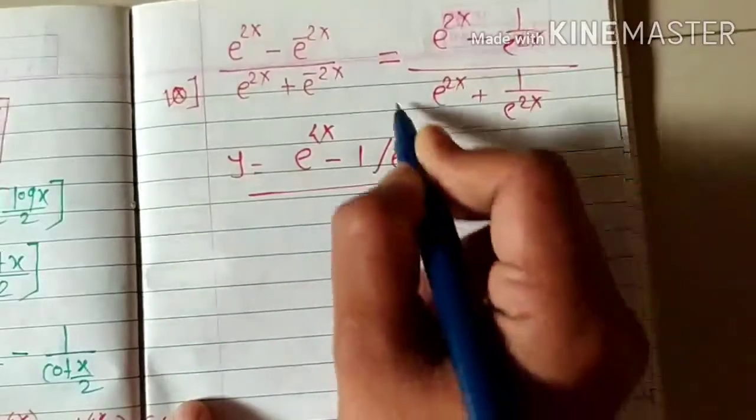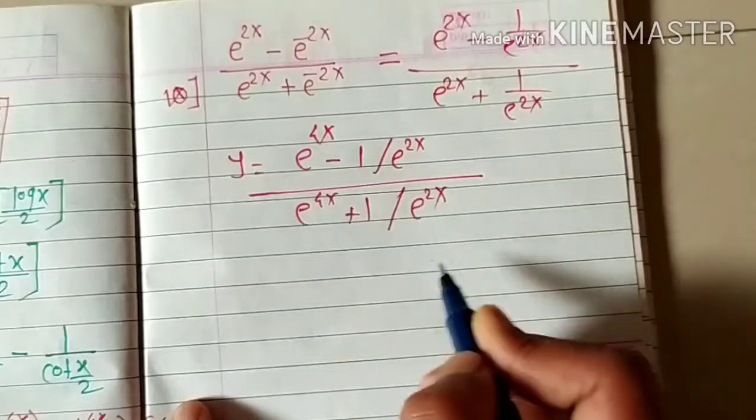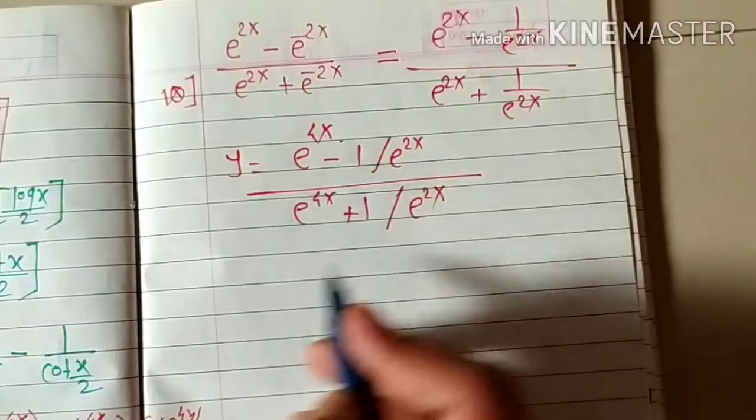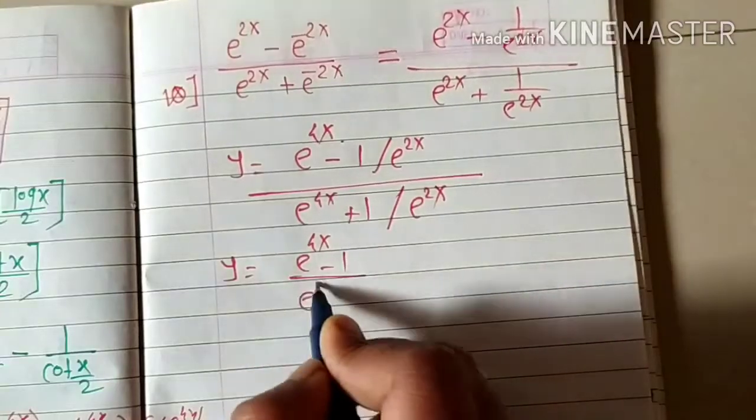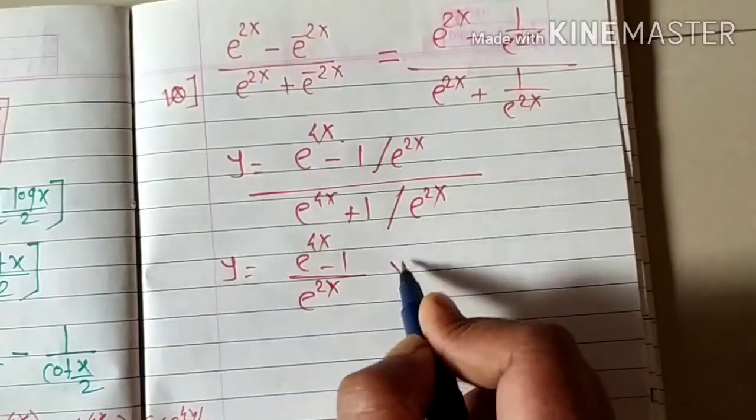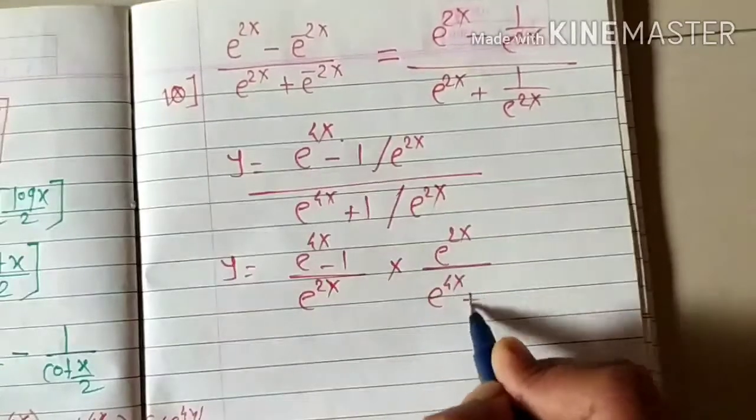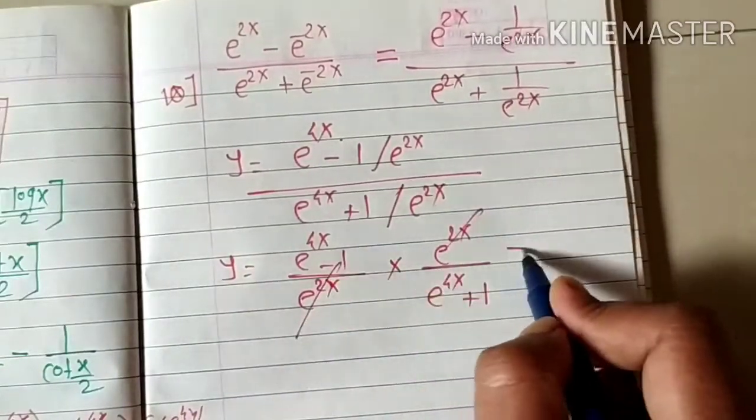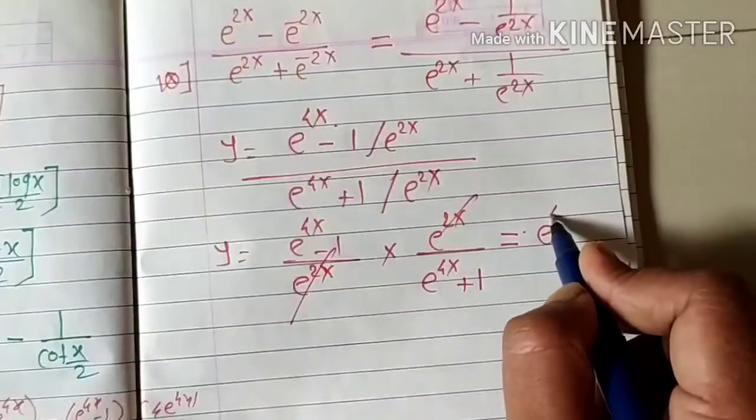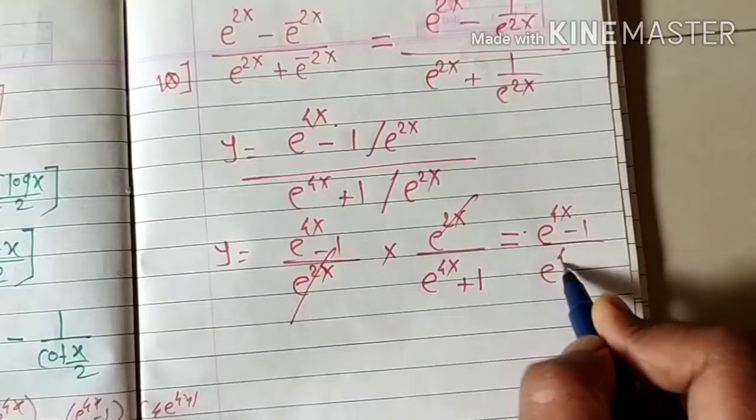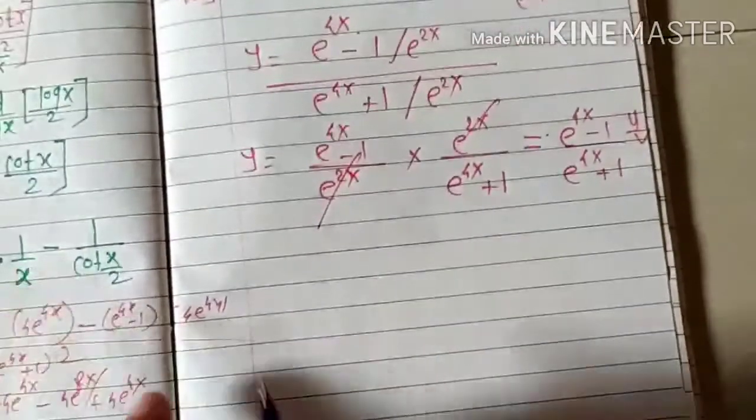Okay, then same thing here, e raised to 4x plus 1 divided by e raised to 2x. It is a upon b divided by c upon d form, so what we get is e raised to 4x minus 1 divided by e raised to 2x, into this e raised to 2x divided by e raised to 4x plus 1. Okay, this and this get cancelled, means the simplified term is here, e raised to the power 4x minus 1 divided by e raised to 4x plus 1. Then use the u upon v rule for the differentiation.